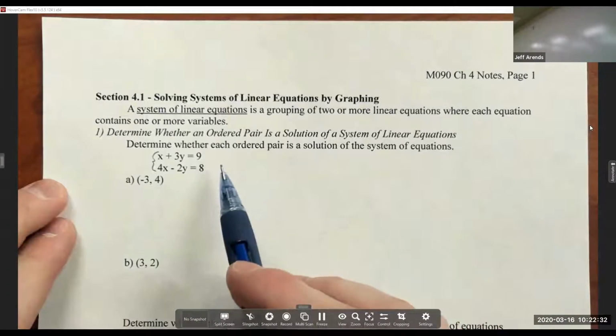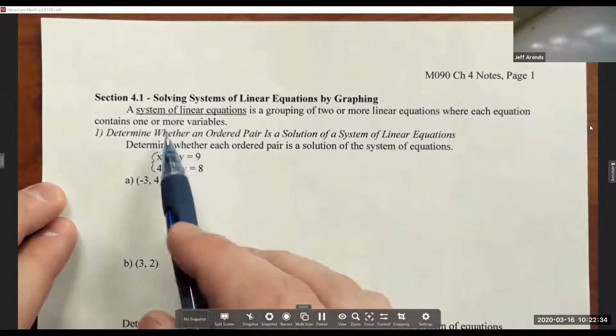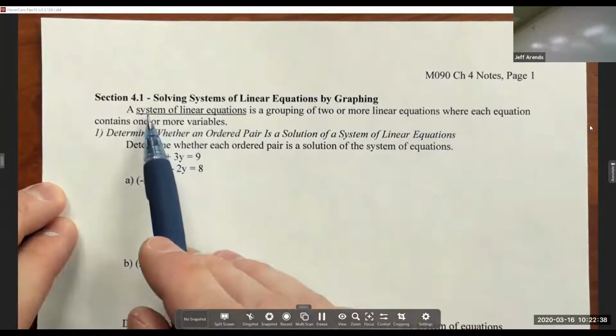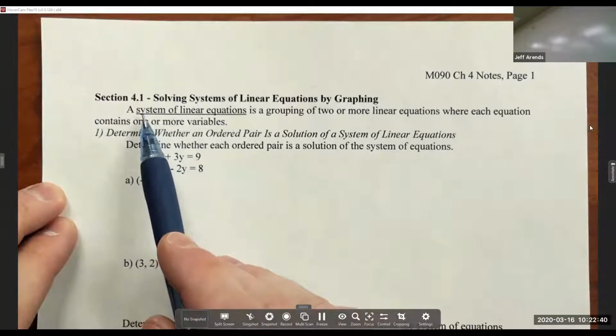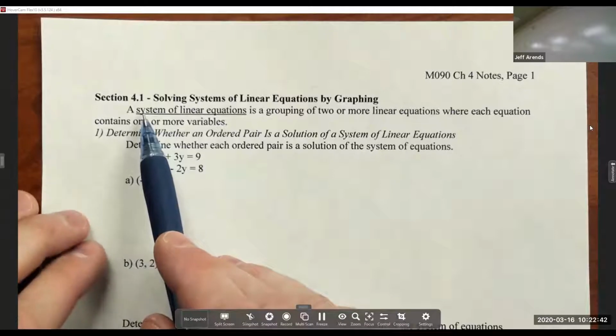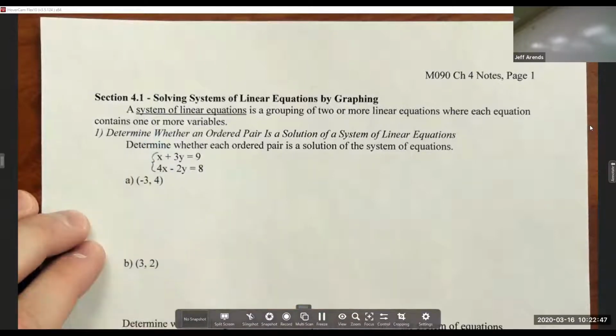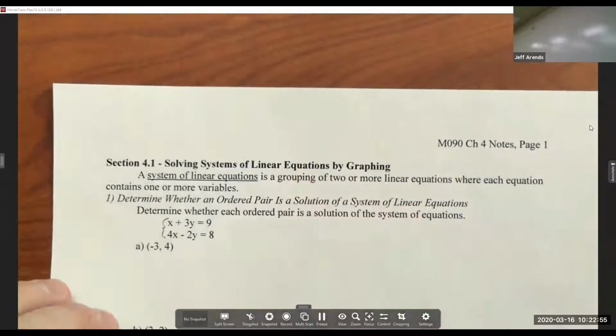All right, we're starting section 4.1, which is dealing with systems of equations. Chapter 4 in general is systems of equations. What a system of equations is, it's what we get when we take multiple equations at the same time. So you can see here it says a system of linear equations is a grouping of two or more linear equations. For our purposes right now, let's just think of two equations at a time.